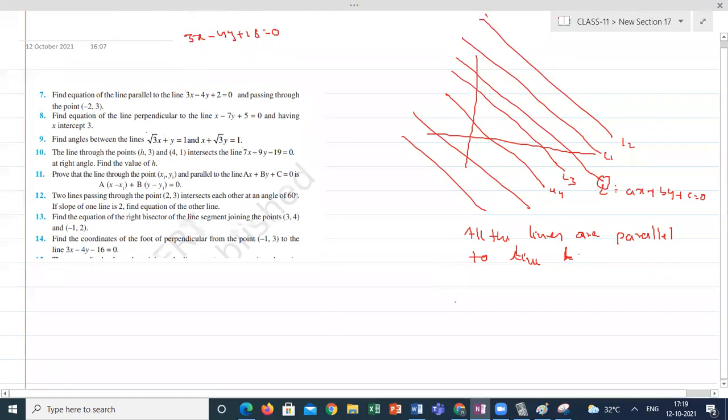A little bit more elaborately, you can understand in calculus what is the meaning of a family of curves. All these lines can be represented in a single equation, that is ax plus by plus k is equal to 0, where k is called an arbitrary constant. You have to know about the arbitrary constant.